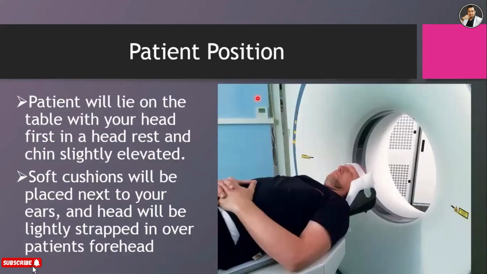Now the patient positioning. The patient will lie on the table head first, with the head flexed and chin slightly depressed, like positioning for a CT scan brain. Soft cushions will be placed next to the ears, and the head will be lightly strapped over the patient's forehead. We place foam on both sides of the ear and a strap on the head without any tension.